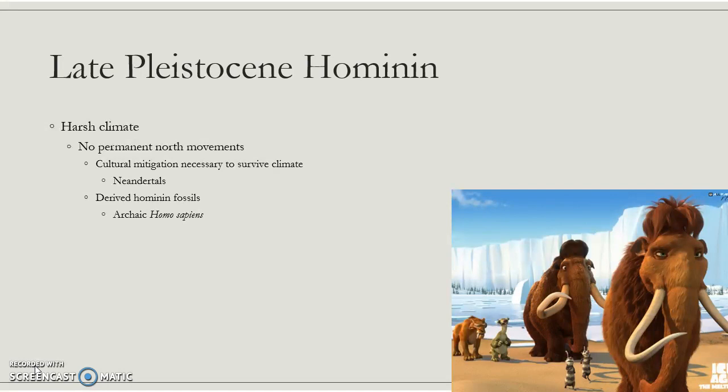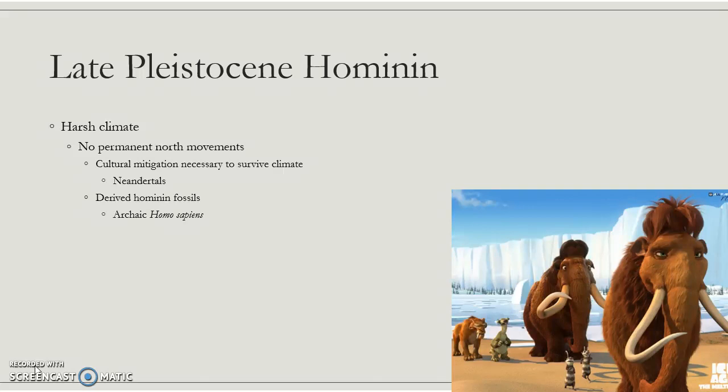So first, we don't have any mass migrations of hominin really far north because it's all covered in glacier. Second, in order to survive any climates basically outside of Africa, there has to be what we call cultural mitigation. So there has to be some form of shelter. There has to be some form of clothing in order to protect from the really harsh cold climate.